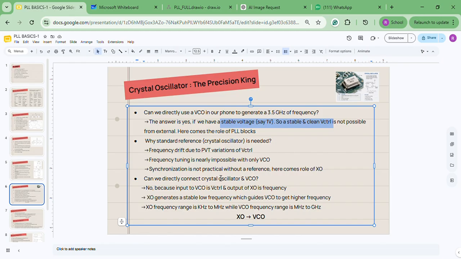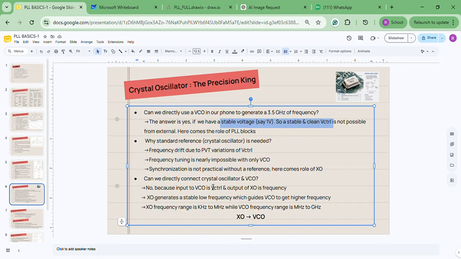or base station. Suppose we are doing RF communication, so we have to synchronize the frequency of the base station and our mobile station. That also will not be possible if we use only a VCO. So we need a negative feedback system to do this job. We'll discuss each of these blocks in the feedback system one by one.